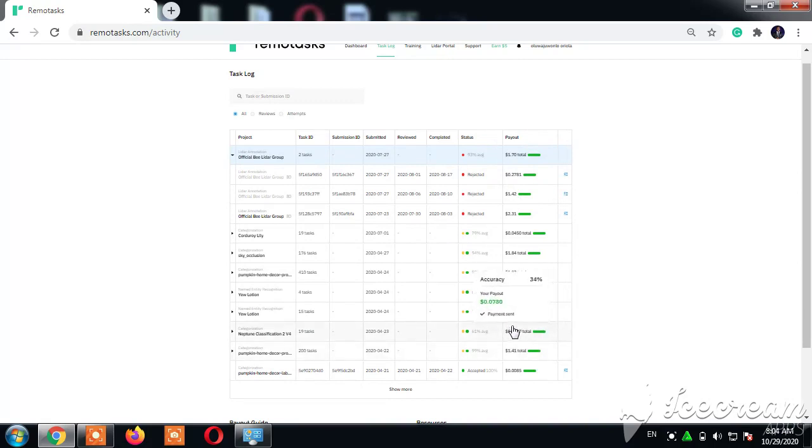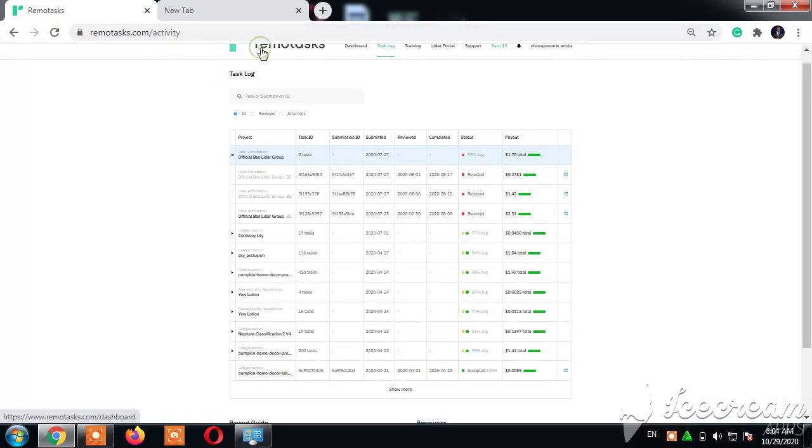So this is how it goes, you see. So this is the payment for Remotasks Classic. So they calculate it by your tasks and then they pay you on a weekly basis. Now let's talk about the Remotasks Plus.